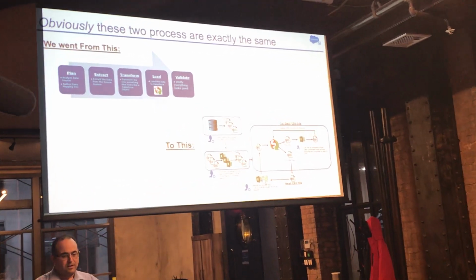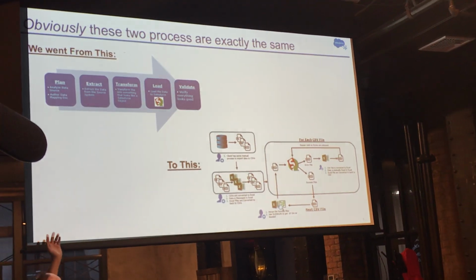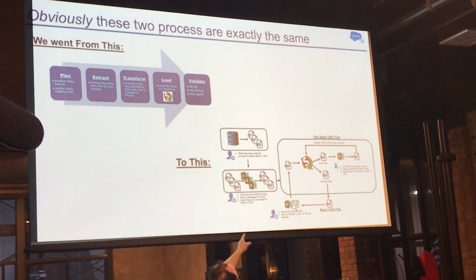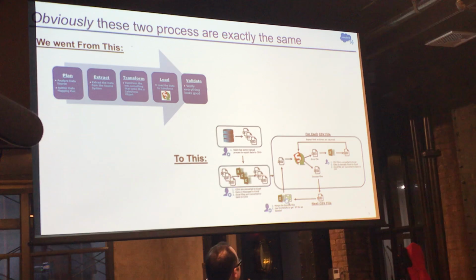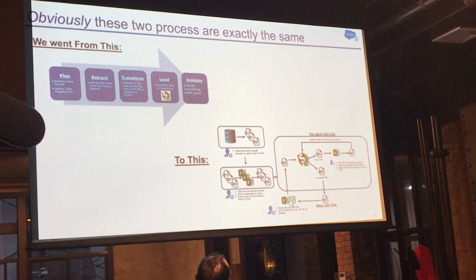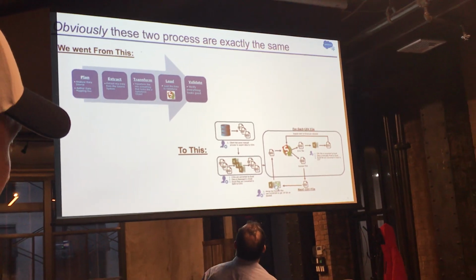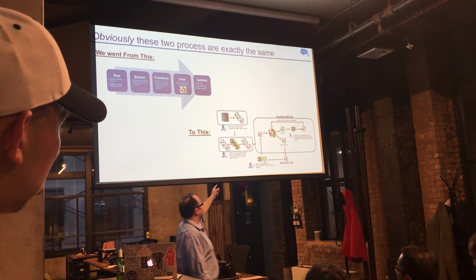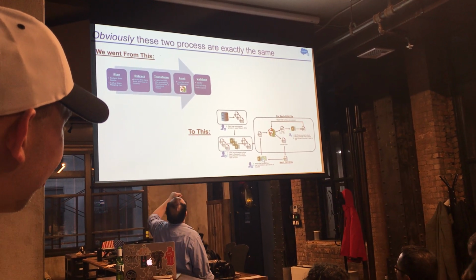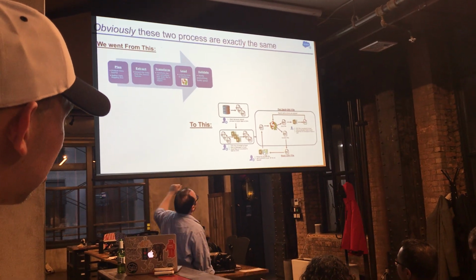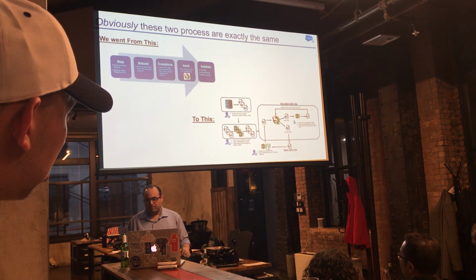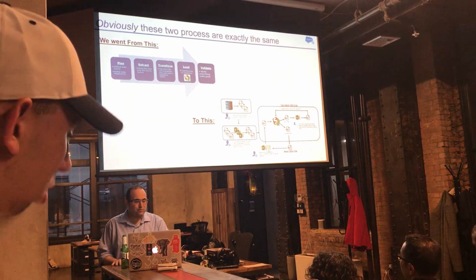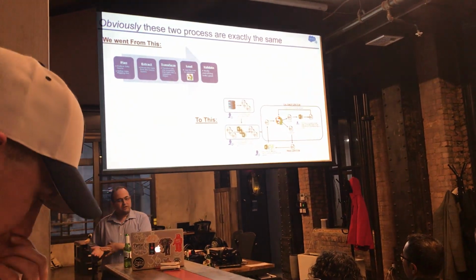Now we went from this, right? Easy: plan, extract, transform, load, and validate, to this. And these things are literally exactly the same, right? I did not violate this process at all, yet I have this literally insane process that's potentially error-prone, right? So the question is going to become, okay, how do we get to a better process, right?